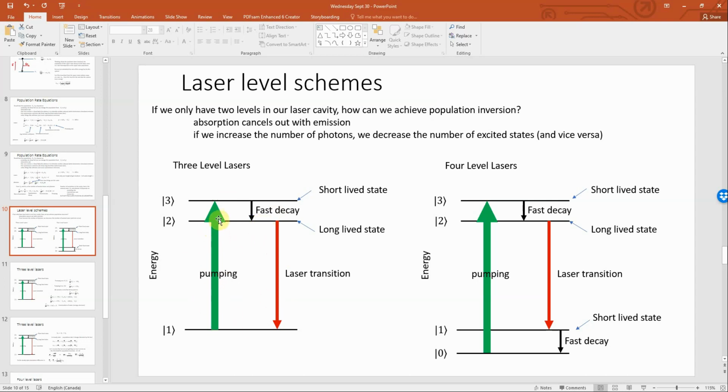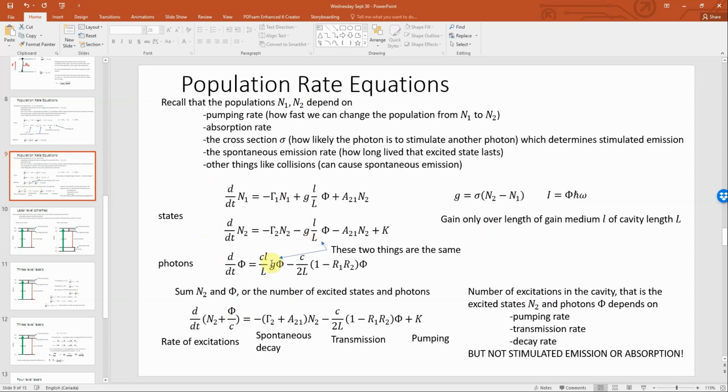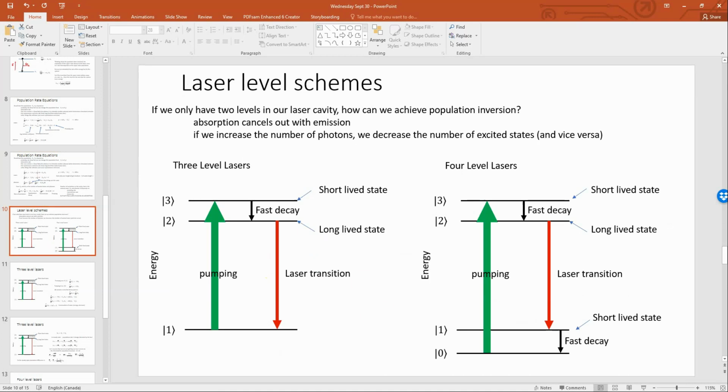So what you need to do is trick the system into having some other third state involved. And that third state ends up making these two gains slightly different. And so then that allows you to have population inversion. Okay, so we'll get more into that in the lecture tomorrow and on Friday. But hopefully this will give you a brief overview of what we're trying to cover this week in lasers.